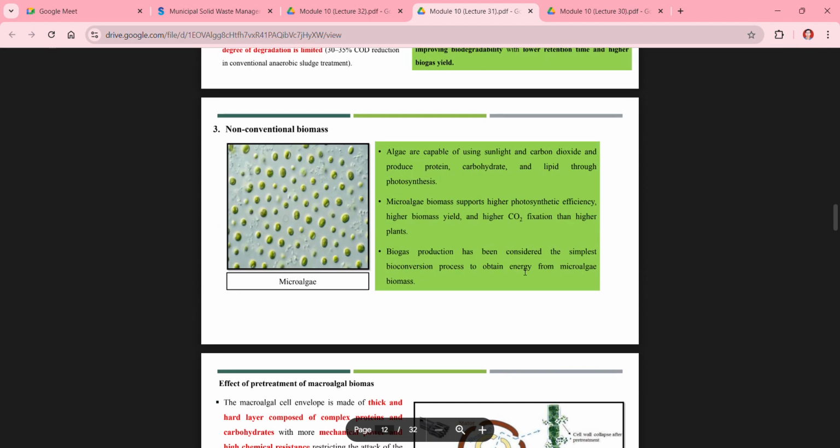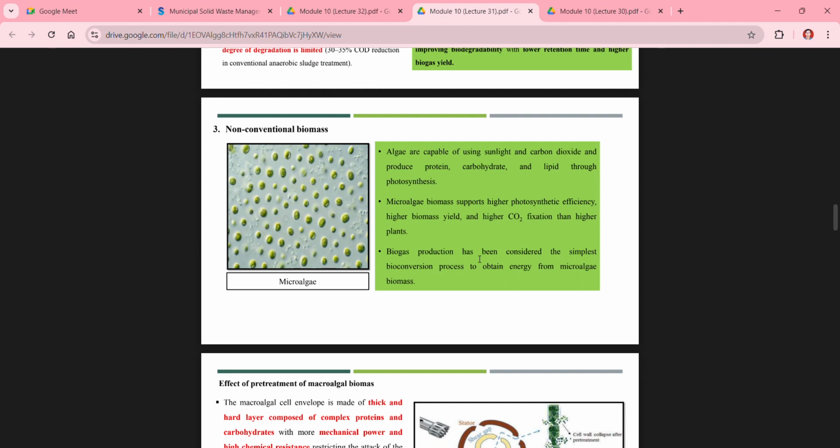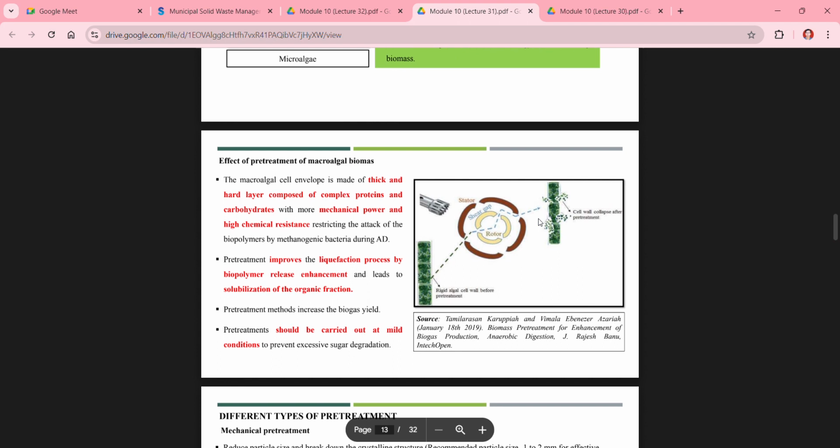Then there are some non-conventional biomasses also, like algae. Algae are capable of using sunlight and carbon dioxide and producing protein, carbohydrates and lipids through the photosynthesis process. Microalgae biomass supports higher photosynthesis efficiency, which results in higher biomass yield and higher CO2 fixation as compared to plants. Biogas production has been considered the simplest bioconversion process to obtain energy from microalgae biomass.